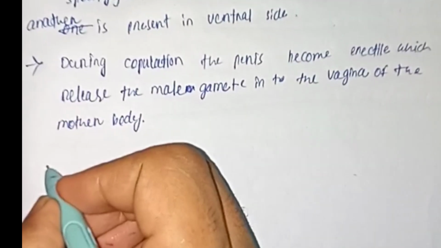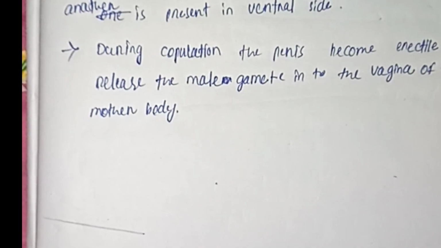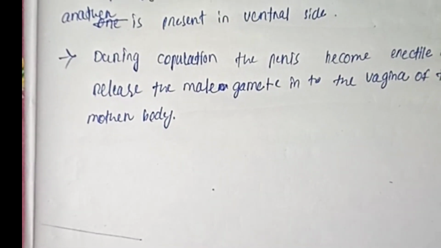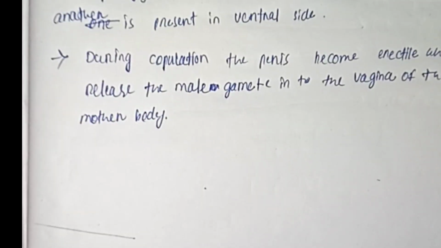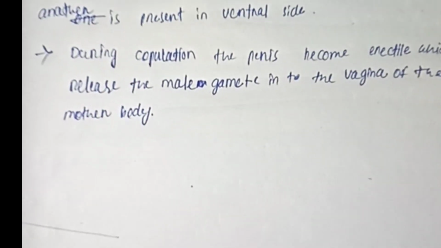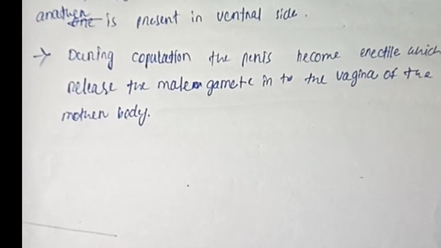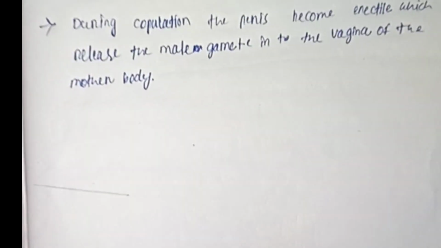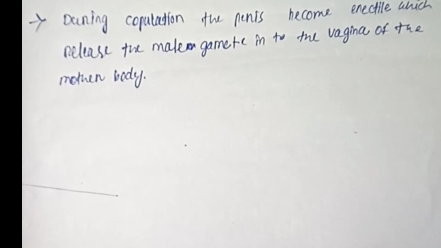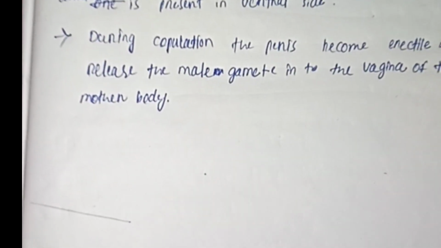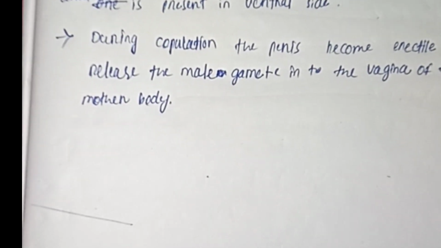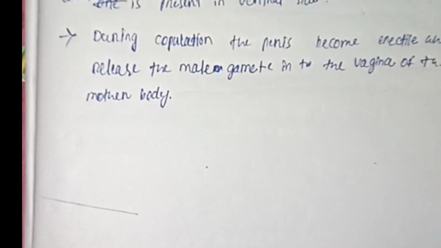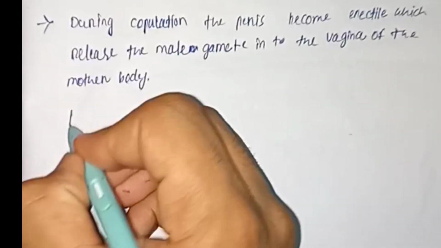Previously, I told you that some accessory glands are present, like the seminal vesicle, prostate gland, and bulbourethral gland. Do you remember? We studied about the accessory glands. These three glands are present. These three accessory glands are not very important for NEET or the 12th board or any exam, so we study only small points.